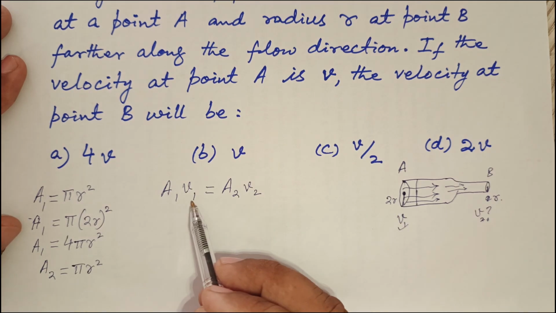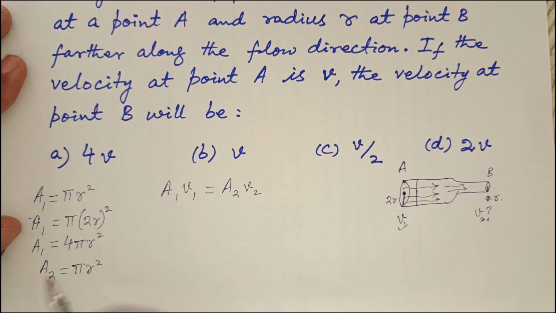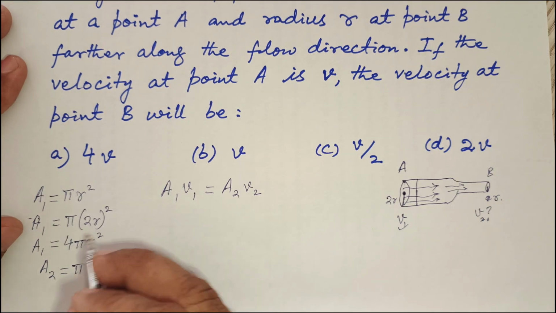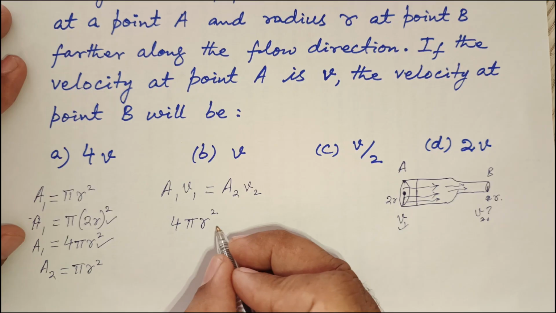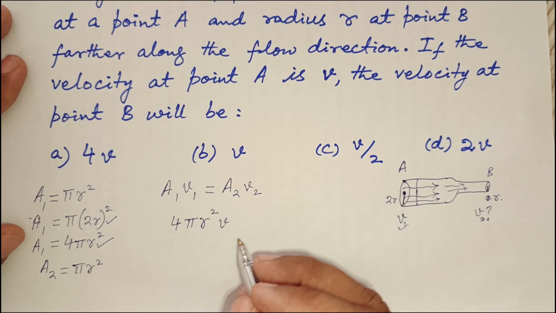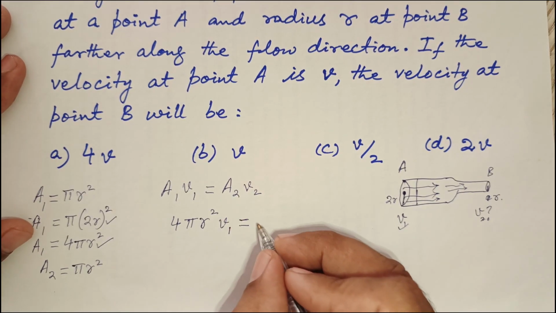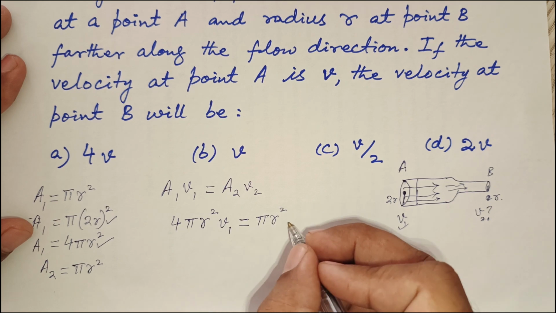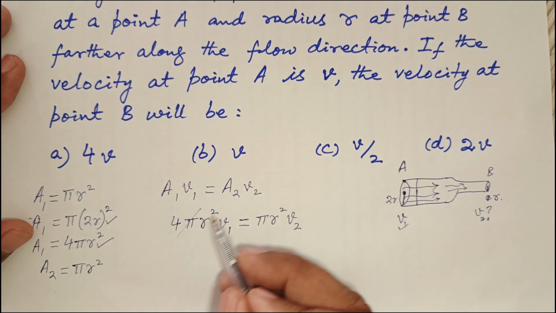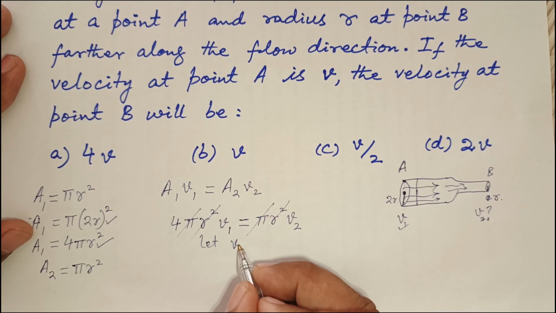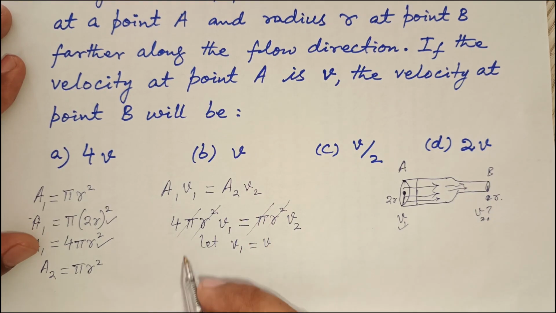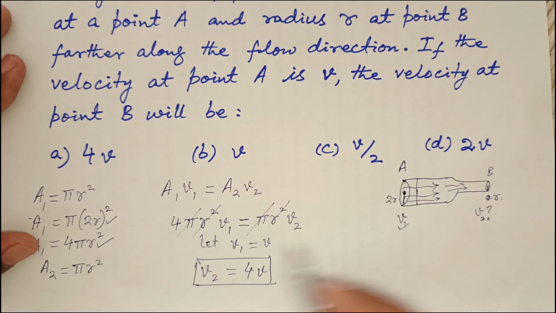Now put these values in the equation and get the result. Instead of A1, I can write 4 pi r squared, the velocity is v1, and A2 is pi r squared, v2. This pi r squared cancels with pi r squared. Let v1 equal v. So v2 equals how much? 4v. So the correct option is A.